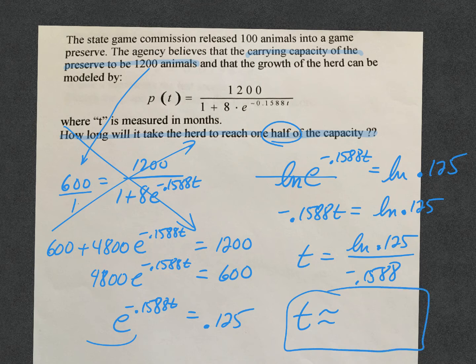Okay, so here we go. The ln of 0.125 divided by negative 0.1588. Just going to double check I entered that okay. It looks all right. And so when I hit the old equal button, I get 13.1. And remember, t represented months. So that means it would take 13.1 months to get to half capacity.